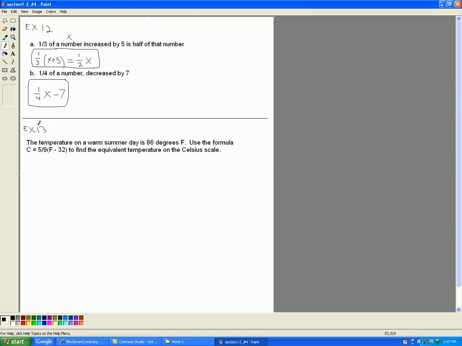Here's a good example on how that works out in example 13. What they do is they're asking us to solve this. And the question is, the temperature on a warm summer day is 86 degrees Fahrenheit. Use the formula below, here we go, to find the equivalent temperature on the Celsius scale. So what we see here is they want us to find the degrees C. So C is what we're going to be solving for. C is equal to 5/9.